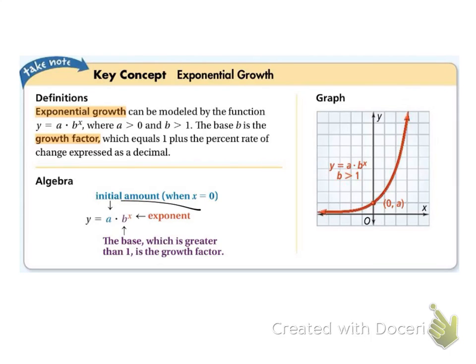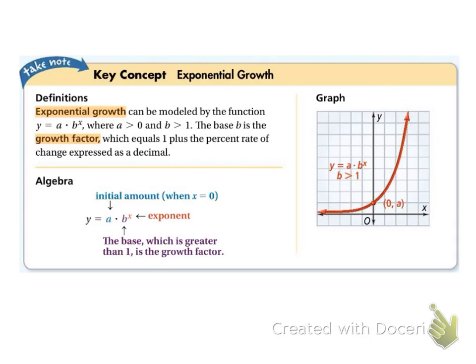So here's our equation. The A is our initial amount, how much you start with. And our B is our base, and that's our growth factor. To figure out our growth factor, though, we're not just going to take the number out of our problem. So let's say the problem is saying that every year the population of squirrels increases by 50%. You're not just going to plug in 50% for B.